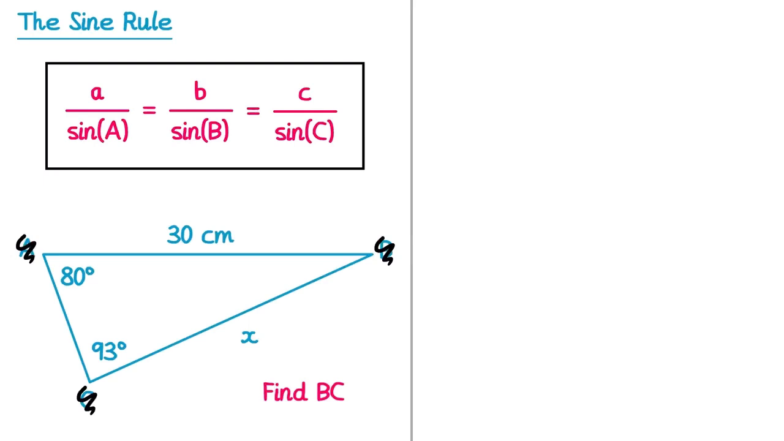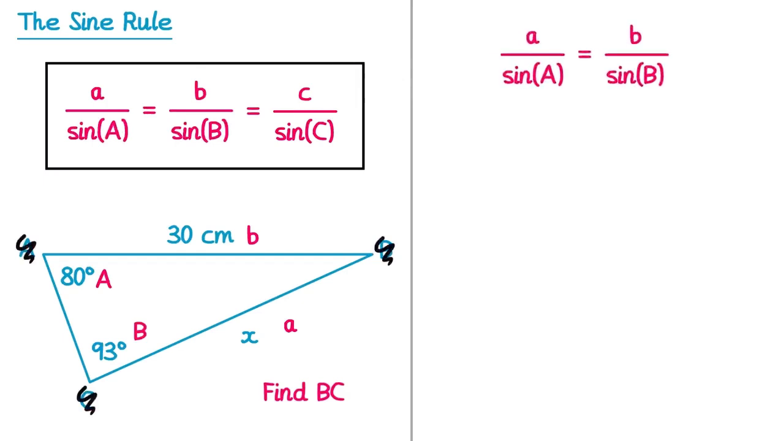We're going to start with labeling lowercase a, which is the side we're trying to find, so that's where the X is. Then the angle that's opposite this one would be capital A, so that's the 80 degrees over here. Then we label the other side in the question as B, so this 30 centimeters is B, and the angle opposite that one is capital B, so that's this one here.